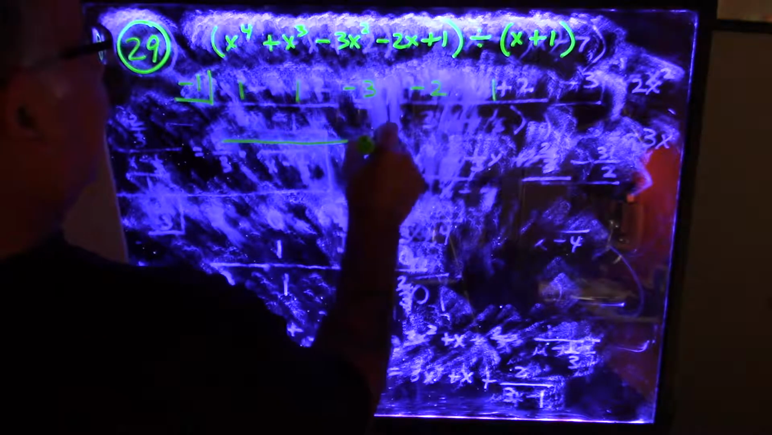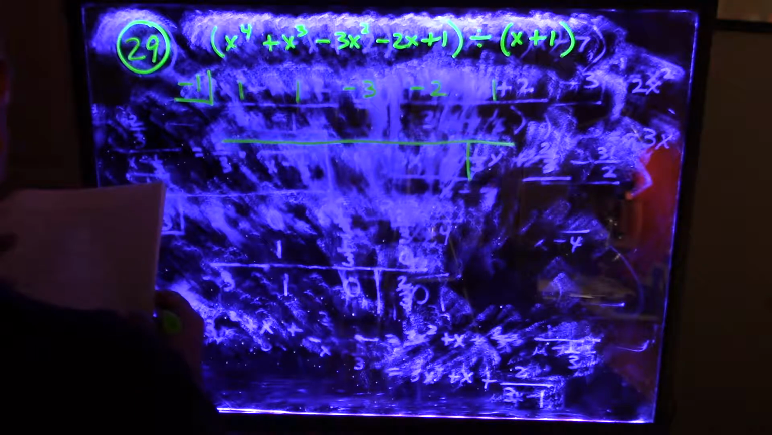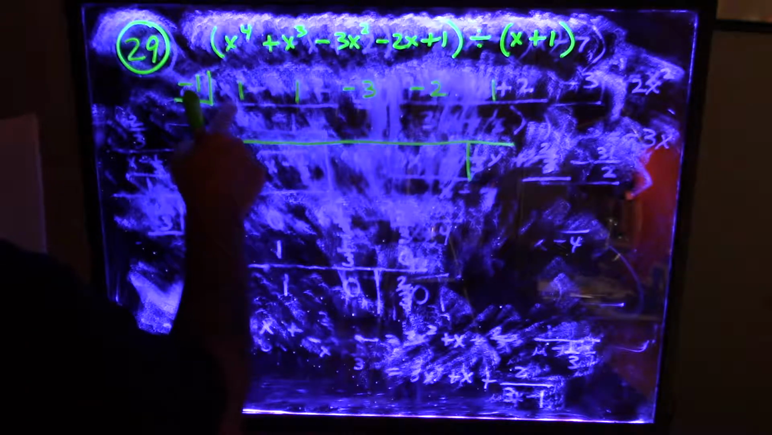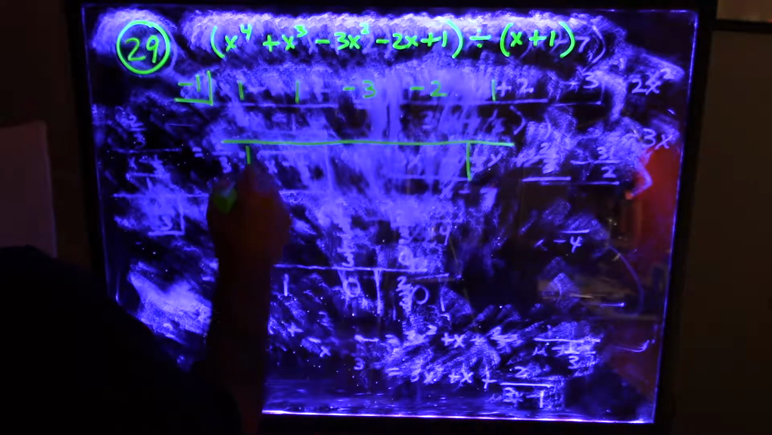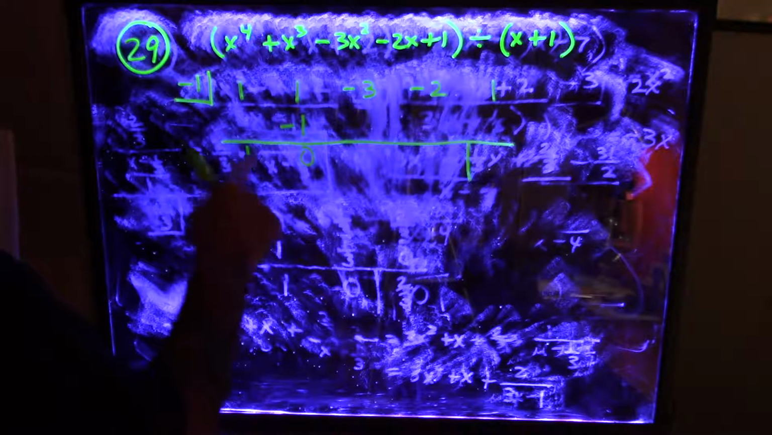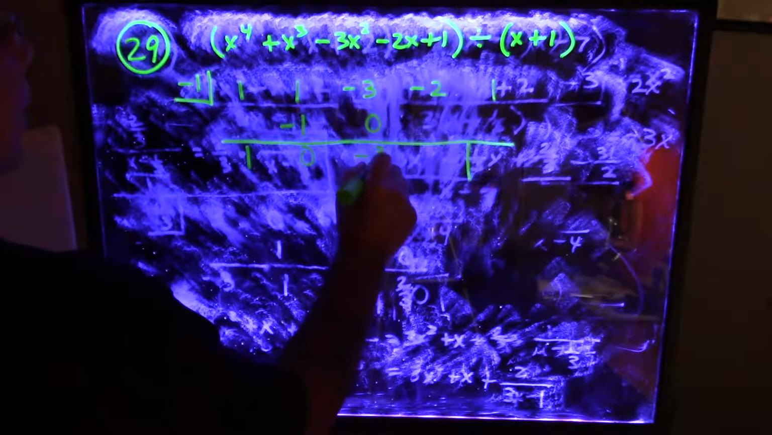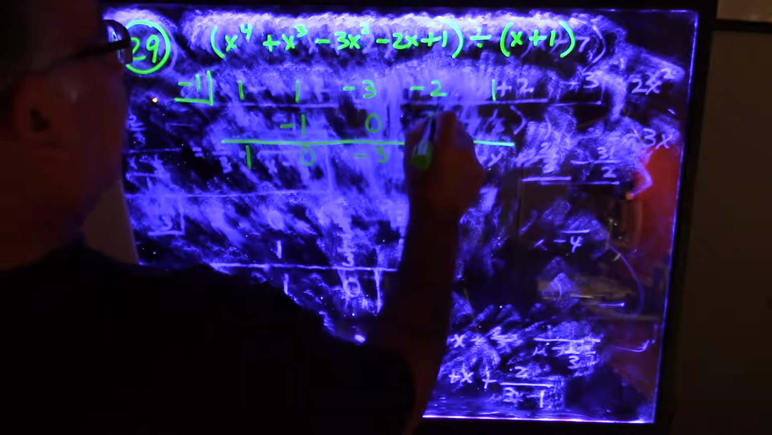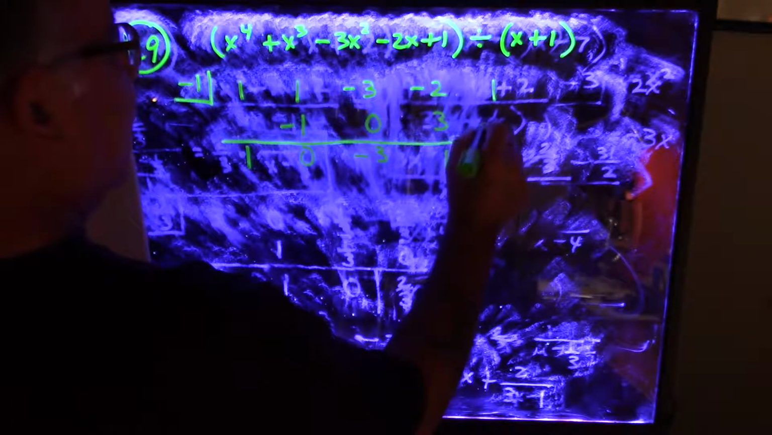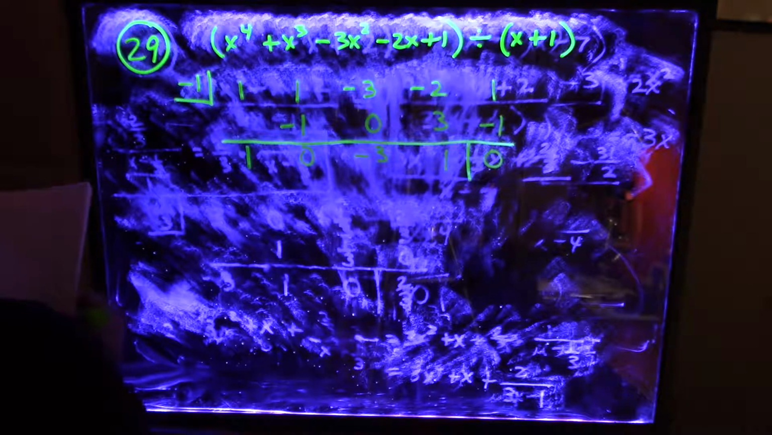With these long polynomials, synthetic division really shines and is a great time saver. So you bring down the 1. Negative 1 times 1 is negative 1. 1 minus 1 is 0. Negative 1 times 0 is 0. Negative 3 plus 0 is negative 3. Negative 1 times negative 3 is positive 3. 3 minus 2 is 1. Negative 1 times 1 is negative 1. And then add those and you get a 0. So there's your 0 remainder.